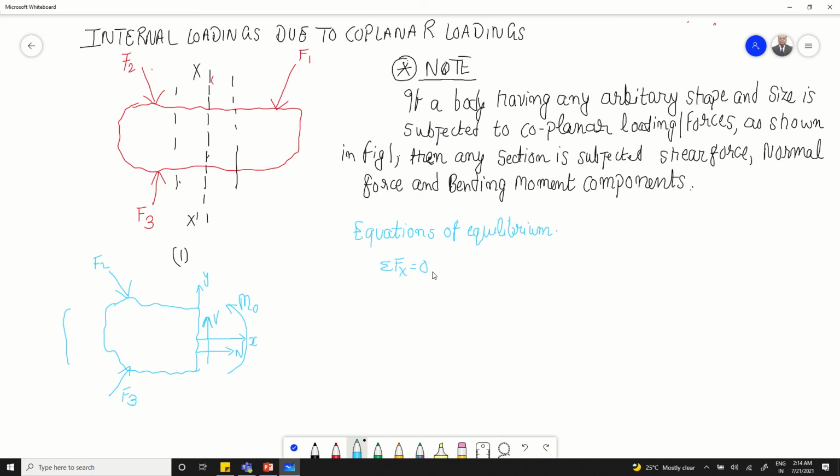Since it is a two-dimensional body, we will use this equation. Summation of Fy is equal to 0, and summation of moments due to these forces will also be equal to 0. So to solve these types of problems, we will be using equations of equilibrium to find out the internal loadings at any section of the body. Okay, so let us save this.